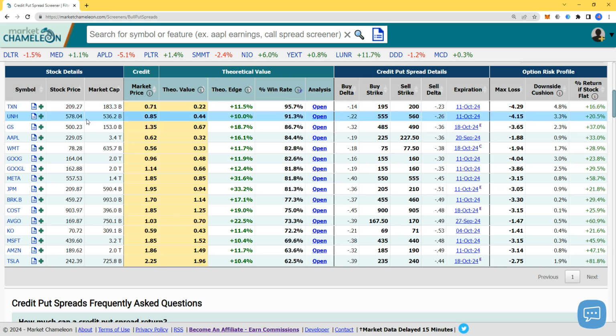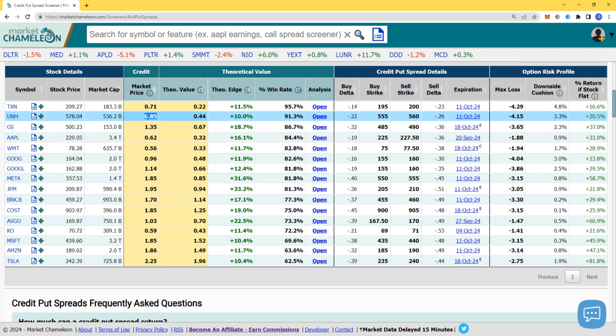Let's check the other one, United Health Group. This is a big one, you need like $50,000 to own 100 shares, control 100 shares. Price 578, look at this. And you sell the 560 put, and you buy the 555 put, also for October 11, the weekly. We are almost at 580. You need to go to 560 to just break even.